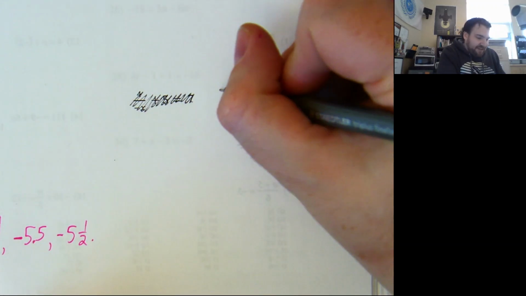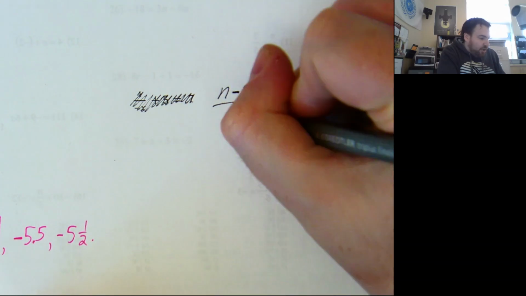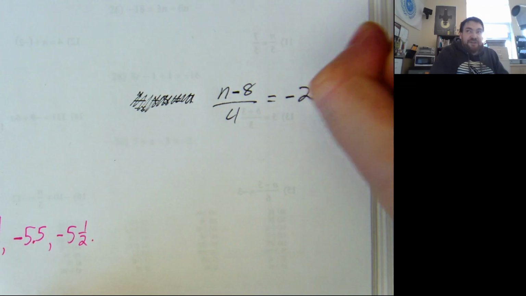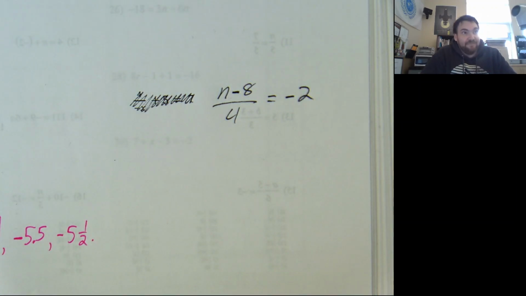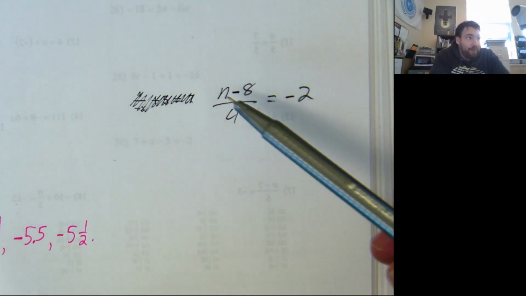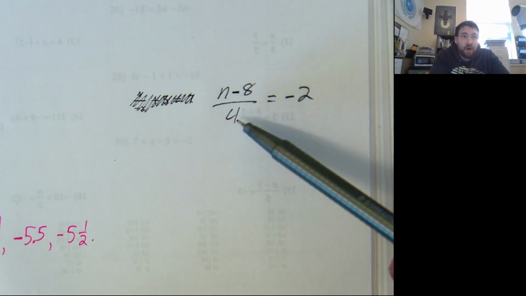The question I'm going to give you is this: n minus 8 all over 4 equals negative 2. This one is different than what we've seen before. The other two that involved fractions only had x over whatever. The second one had x over 3. The third one had x over negative 2. This one has a whole binomial in the numerator all over the denominator.